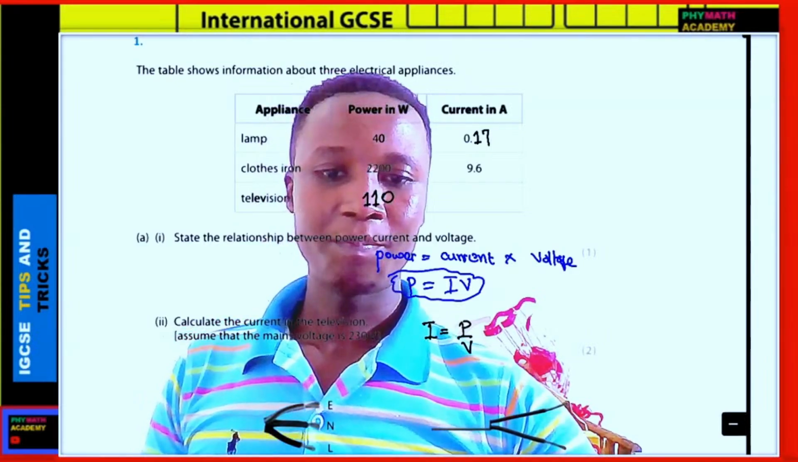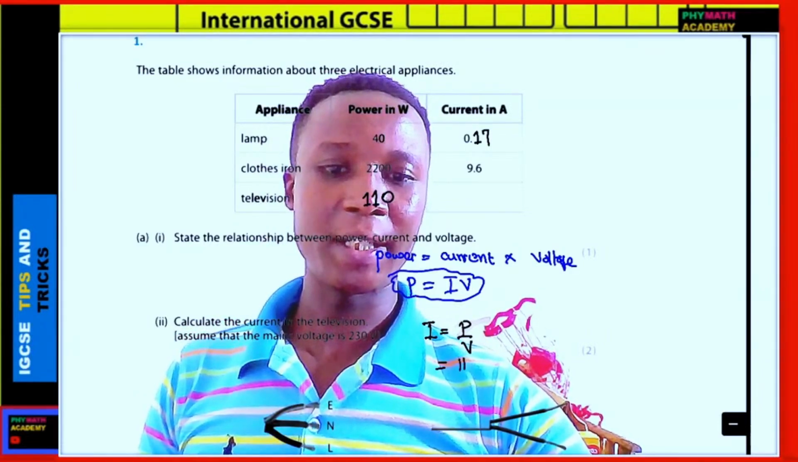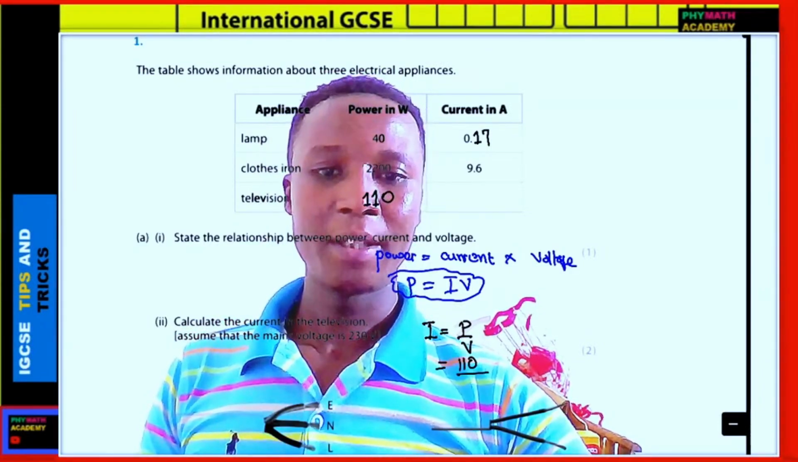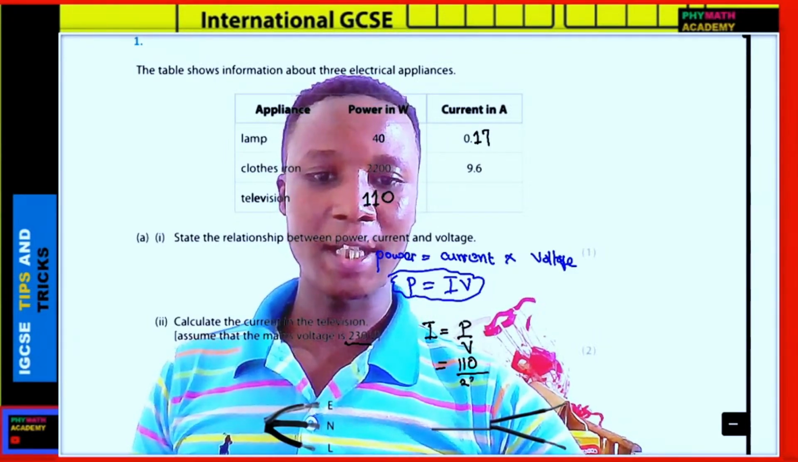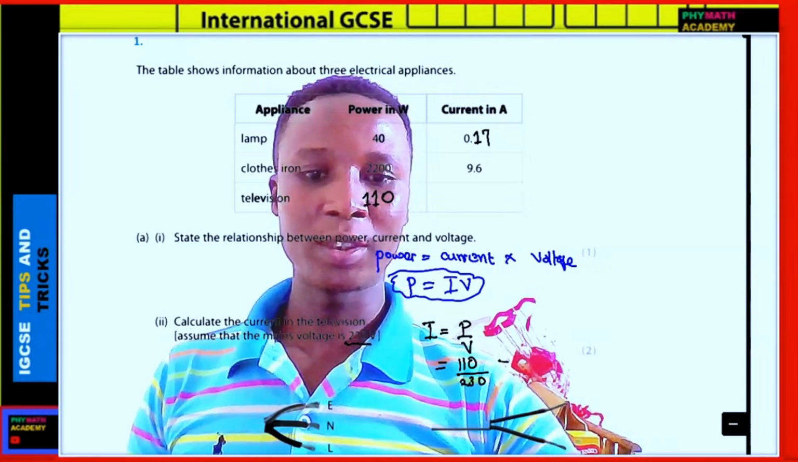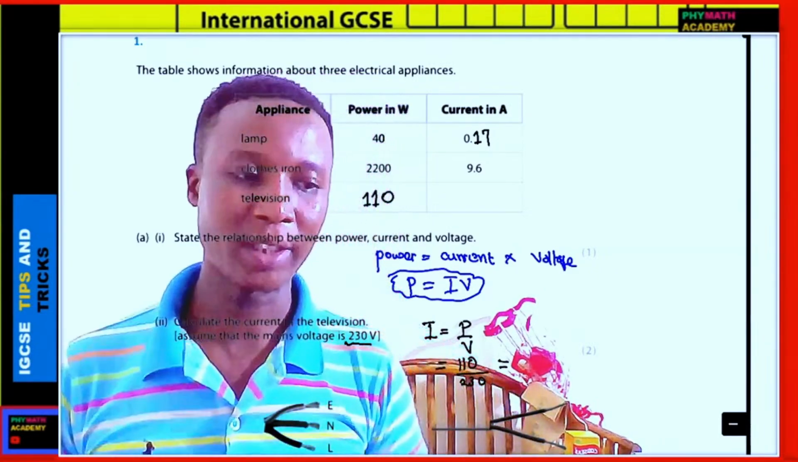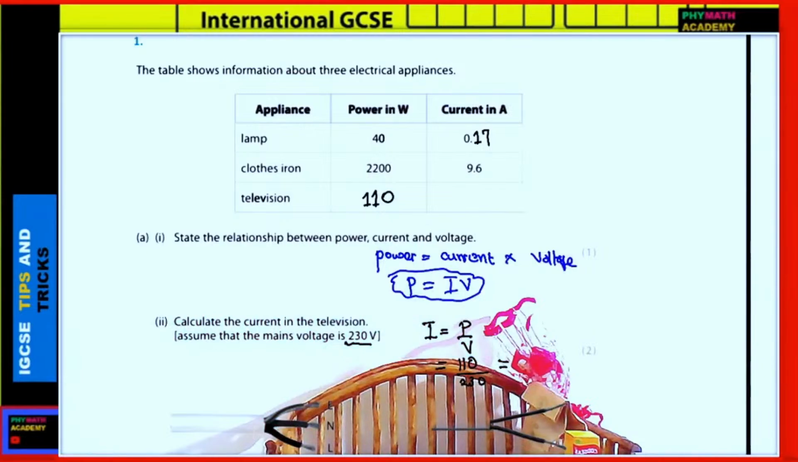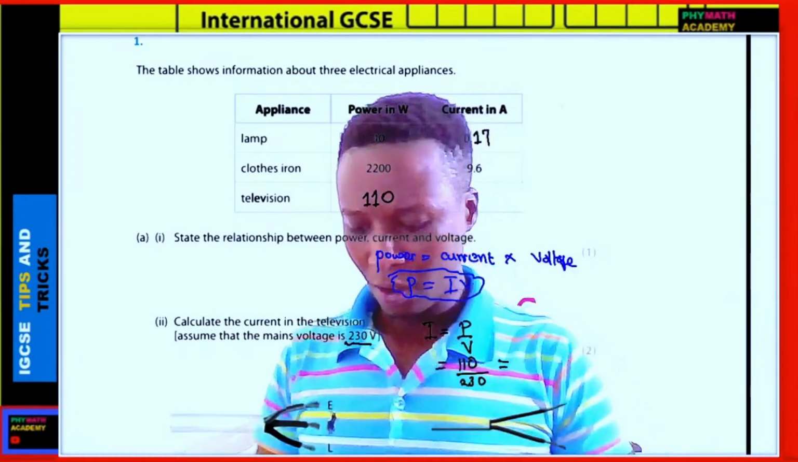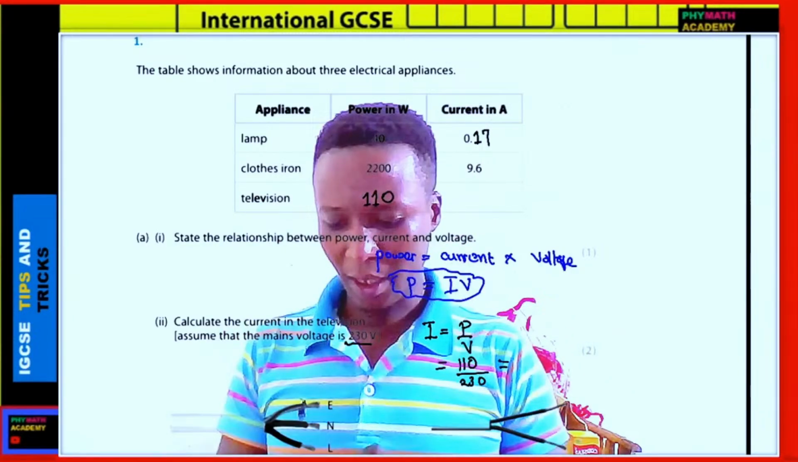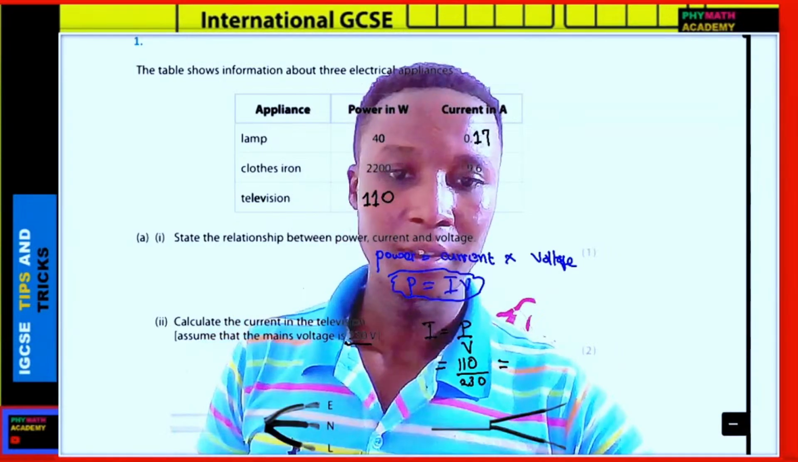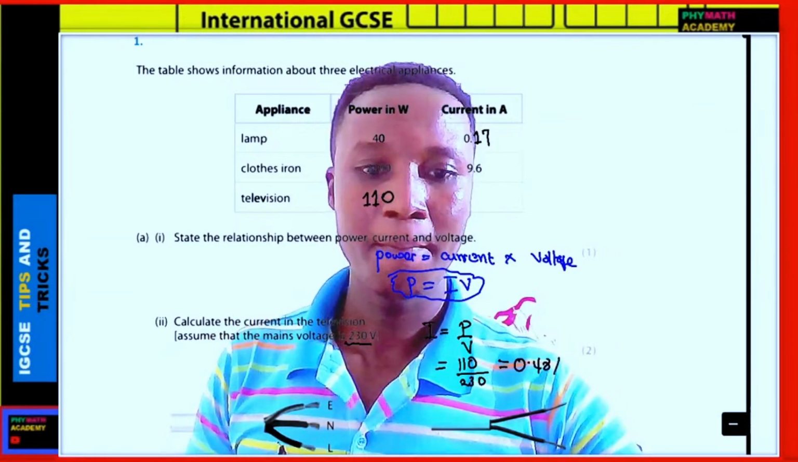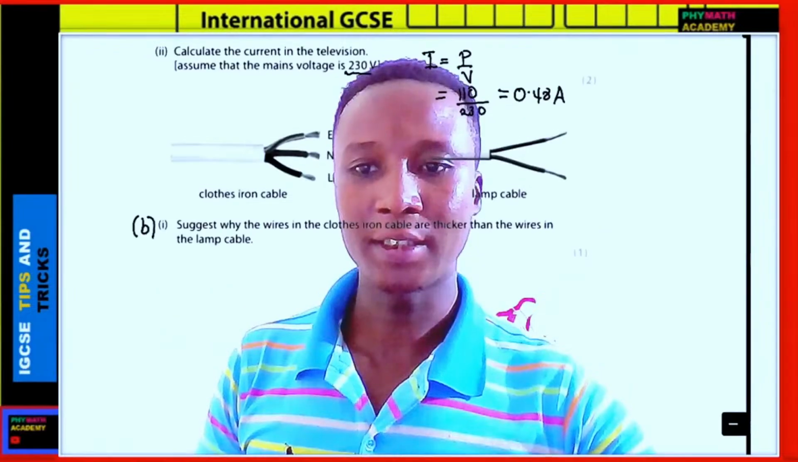Therefore, our power is given as 110 divided by the voltage, which is the mains voltage that we're going to use here, which is 230. If you use our calculator, we're going to work that out. So if I divide 110 by 230, I'm getting 0.48 amperes. Remember the units for current.